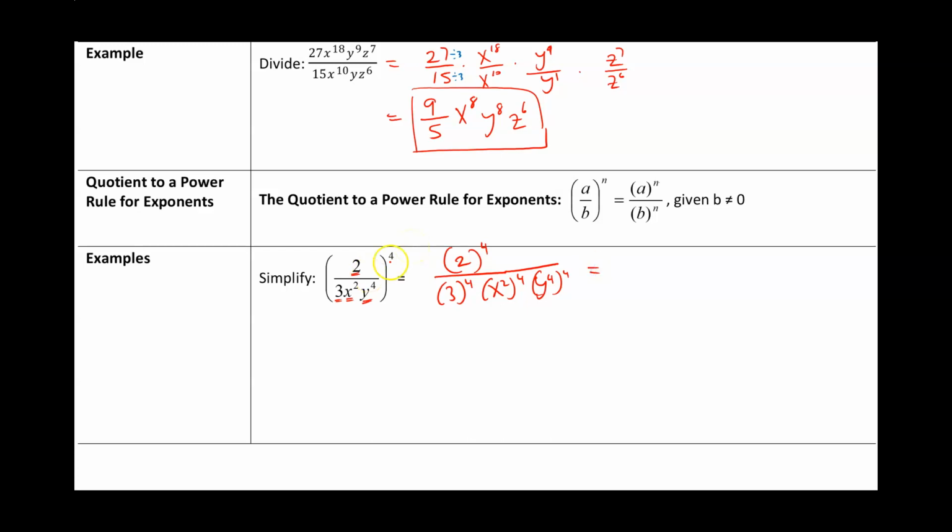Now 2 to the 4th is 2 multiplied by itself 4 times, that is 16. 3 to the 4th is 3 multiplied by itself 4 times, that is 81. Now with x squared to the 4th, you multiply 2 times 4, this gives you x to the 8th. 4 times 4 is y to the 16th. And that is it.